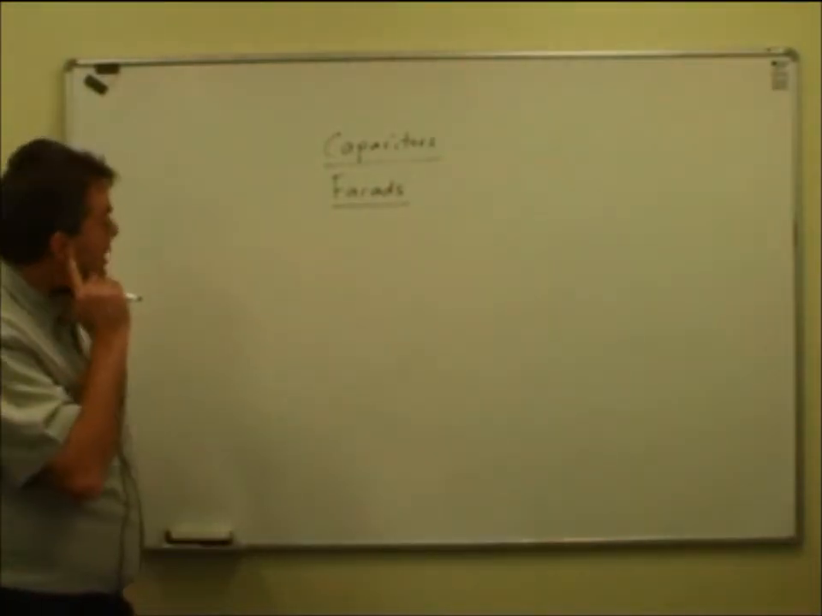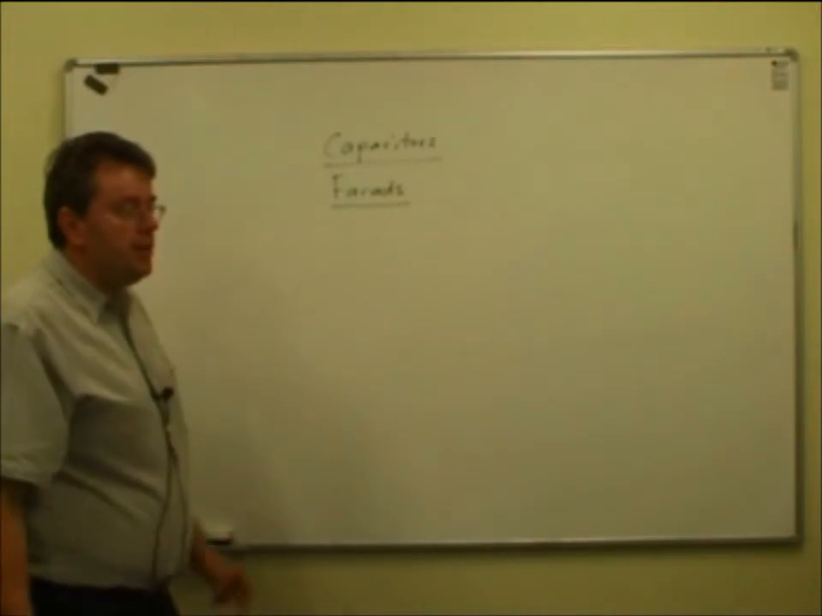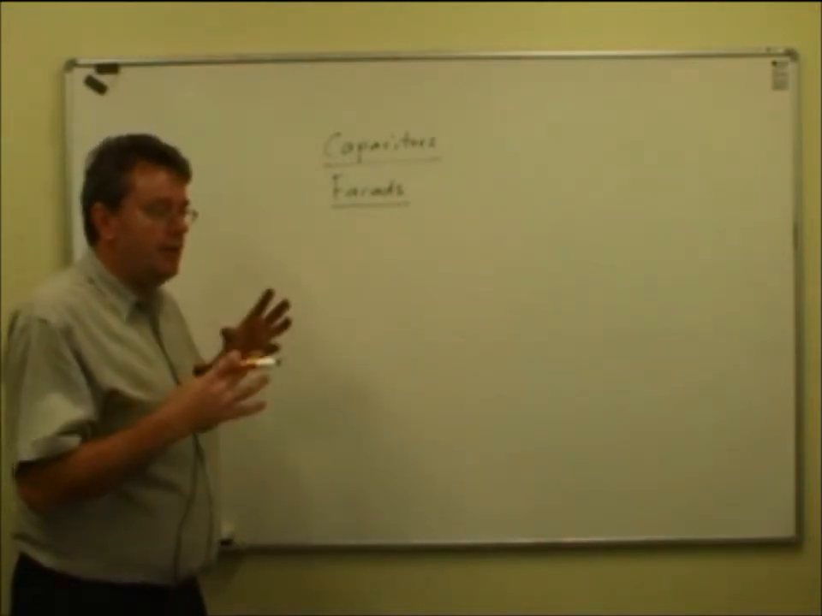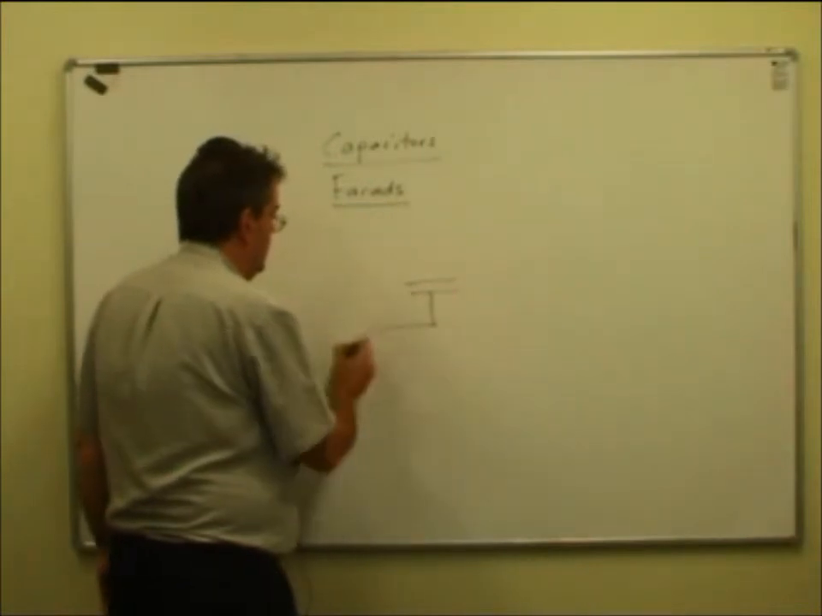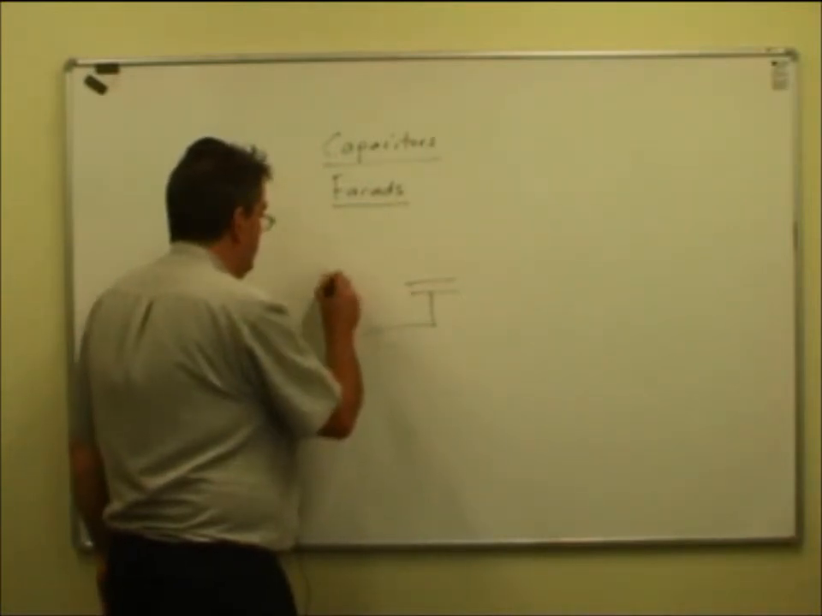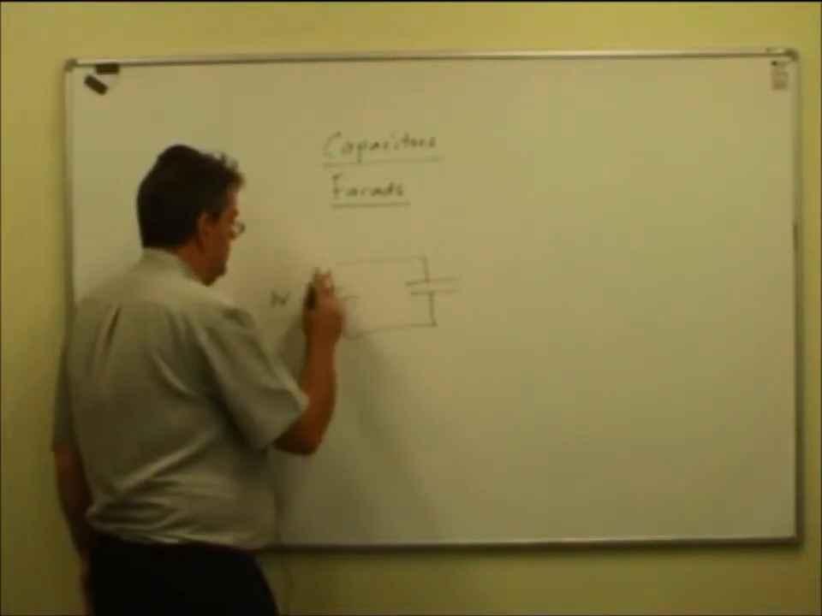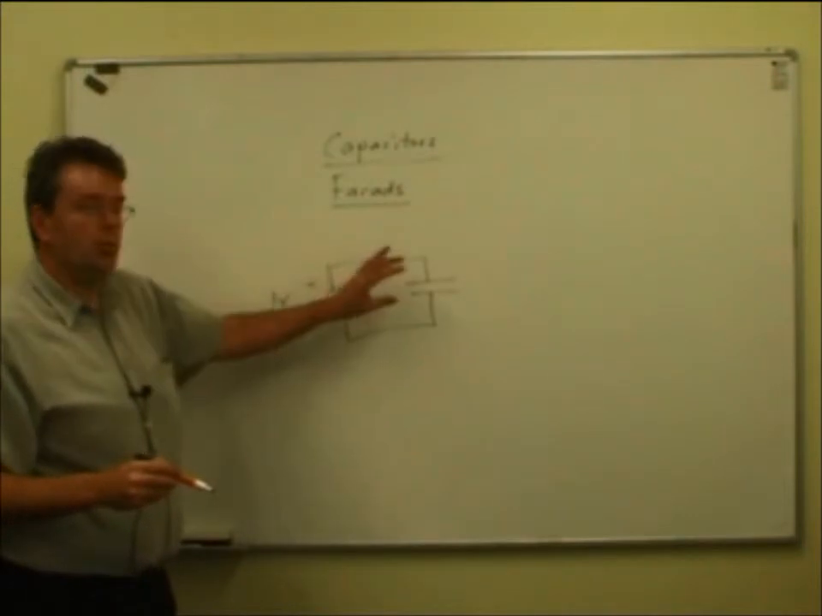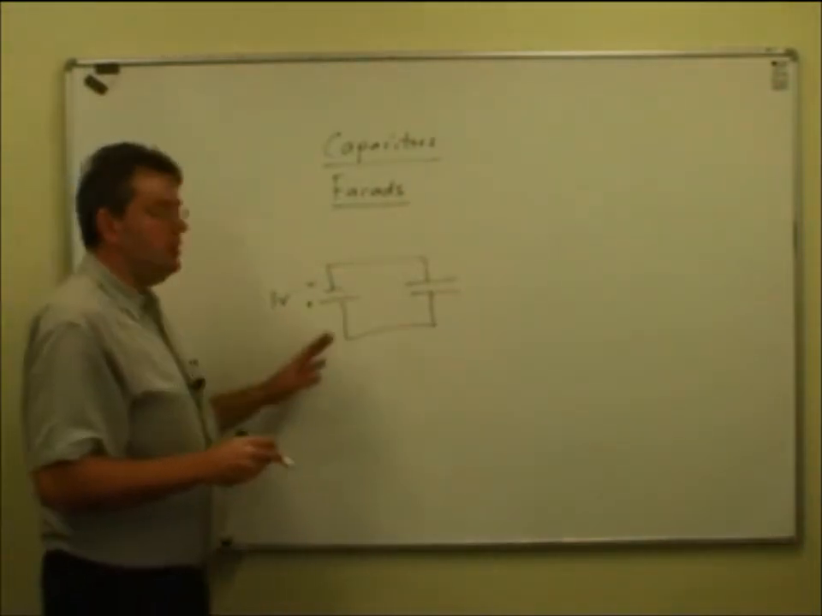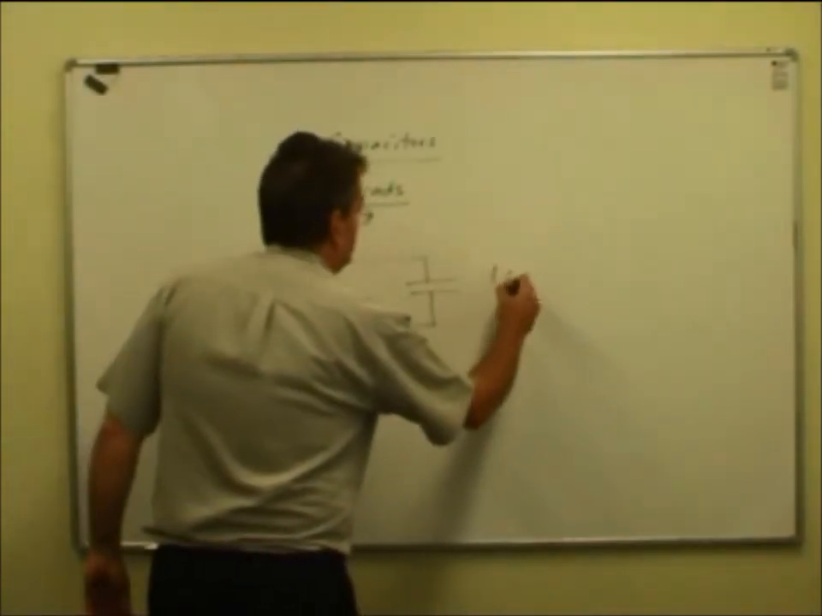You don't have to know this for the exam, but it's just useful if you think, well, what on earth is one farad? A capacitor of one farad means that when you connect a battery, a supply, with a voltage of 1 volt across a 1 farad capacitor, the number of electrons that will build up when it's fully charged is 1 coulomb.